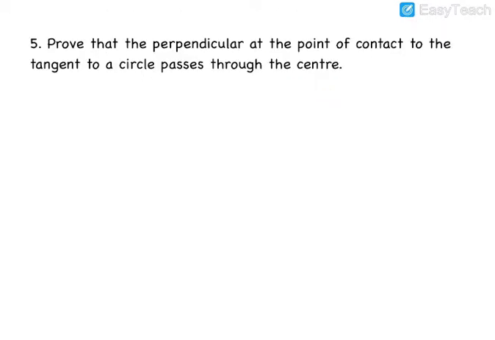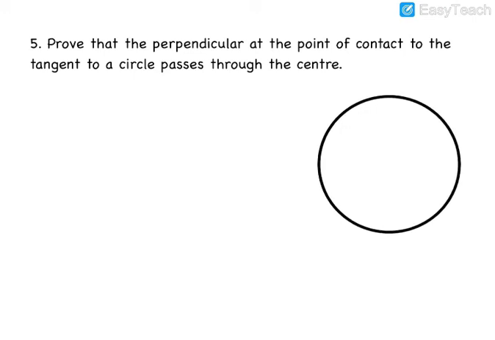Question number 5. Prove that the perpendicular at the point of contact to the tangent to a circle passes through the center. What are we given in this question? We have a tangent drawn to a circle. So let's draw a circle with center O, and let XY be a tangent touching the circle at point P. Let the center be O.